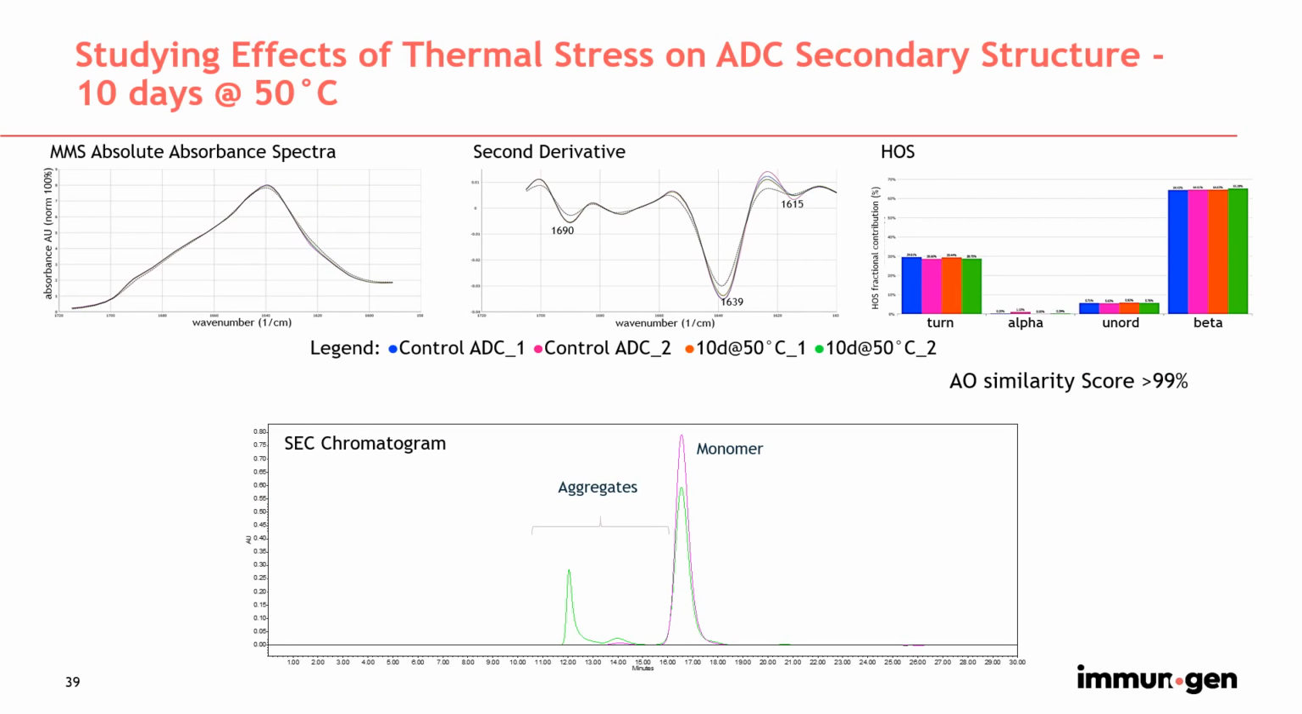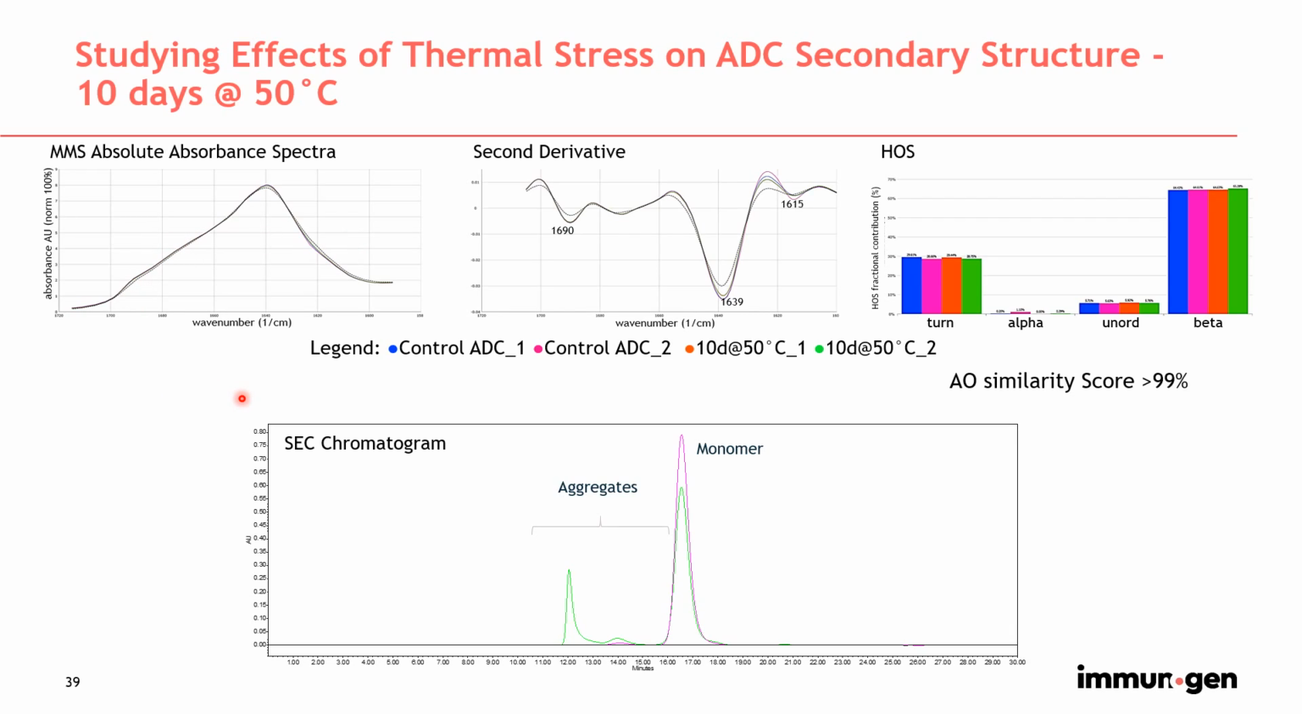Next, we wanted to study the effects of thermal stress on the ADC secondary structure. In this case, the control ADC was stressed at 50 degrees for 10 days and then analyzed by MMS. As you can see from the absolute absorbance spectra and the second derivative curves, there was pretty good agreement between the control and the stressed ADC.